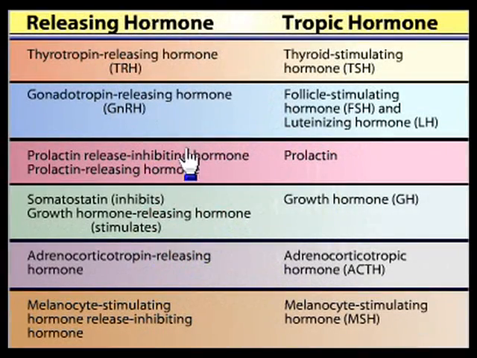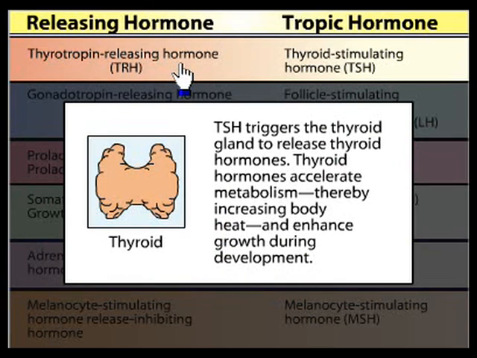Now, from the hypothalamus, we have several releasing hormones which end up producing a stimulating hormone from the pituitary. For example, the thyrotropin releasing hormone or TRH triggers the thyroid gland to release the thyroid hormones through the TSH. The TSH is produced by the anterior pituitary under the influence of the TRH. The TSH acts on the thyroid gland to produce thyroxine. Thyroid hormone accelerates the metabolism, thereby increasing the body temperature and enhancing the growth and development of the body.